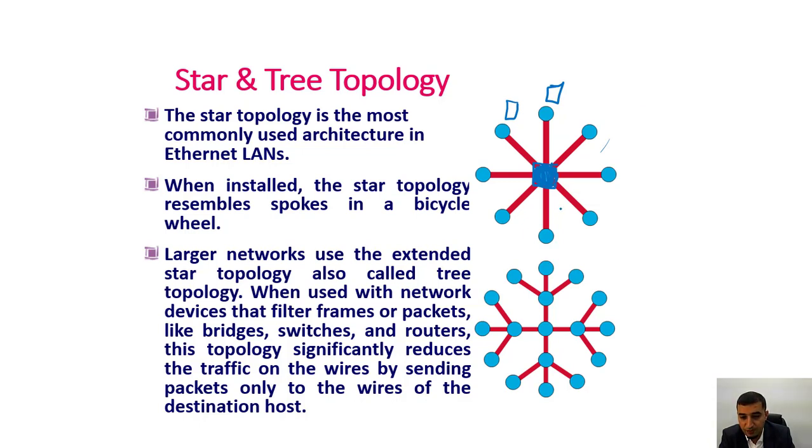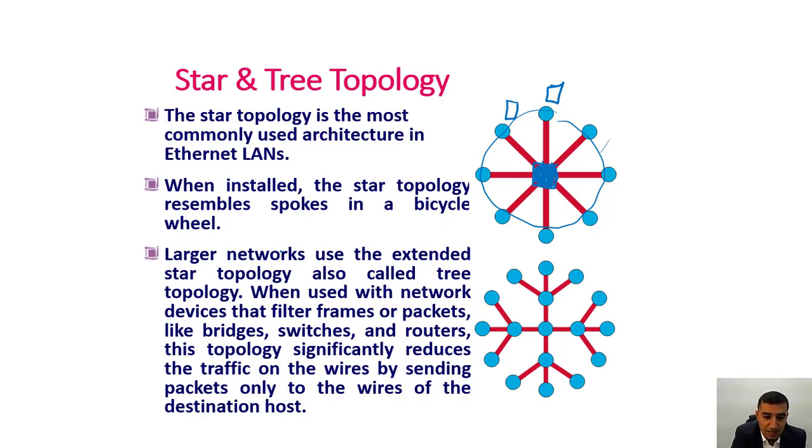That's star topology. Now what happens if your router is turned off? All the devices will be offline. Yes, it's very commonly used. Yes, it has high risk, but it's the easiest one to establish, and it's considered a very good topology. So the star topology is the most commonly used architecture in the Ethernet LANs. When installed, the star topology resembles the spokes of a bicycle wheel. So this is like spokes of the bicycle wheel. If you put a circle over here, it's something like the bicycle wheel.